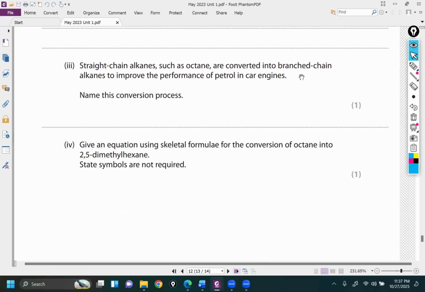Straight chain alkanes, such as octane, are converted into branched chain alkanes to improve the performance of the petrol in the car. Now the process in which the straight chain alkanes are converted into branched chain alkanes or cyclic alkanes is called reforming.